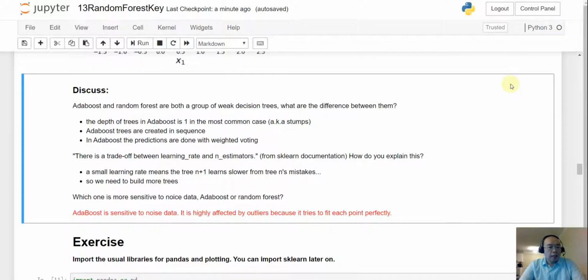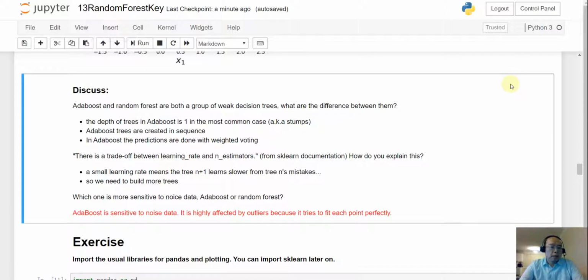The second difference is that in AdaBoost, all the trees are created sequentially. We create one decision tree, then we evaluate it, and then we build the next decision tree to pick up the misclassified samples.